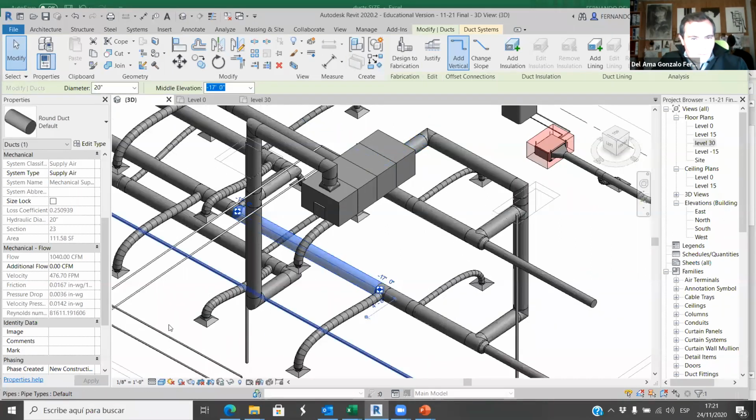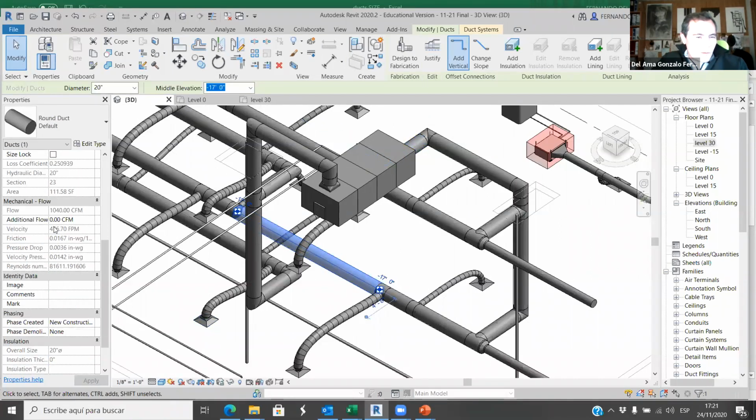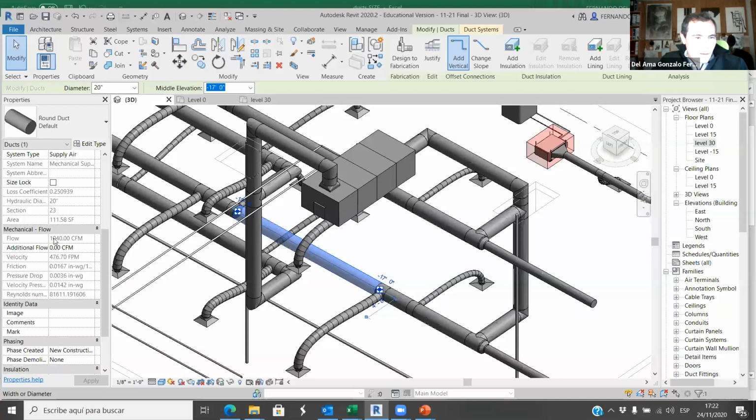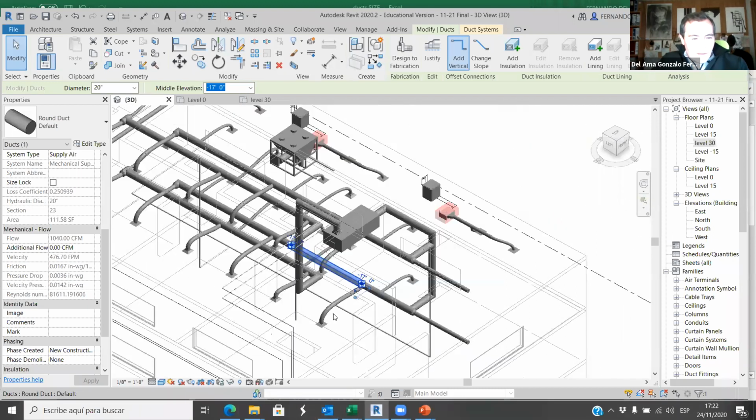But if we click here, we have all this information. We have the velocity, we have the flow, and we have the area, and the diameter is 20. Okay, so the diameter is 20. The flow is 1040 CFM. The velocity is 476 feet per minute. And now we have to check. And what do we have to check?